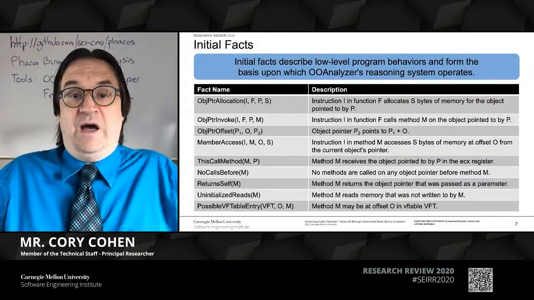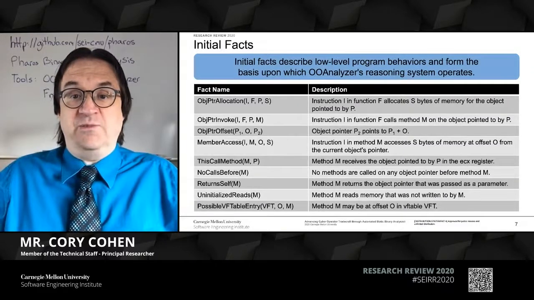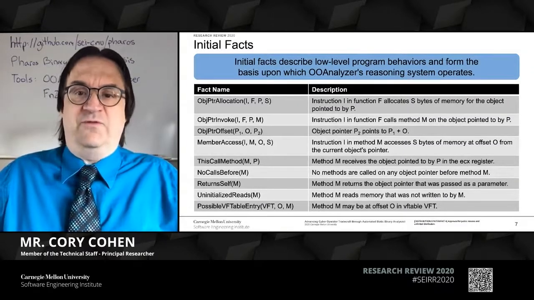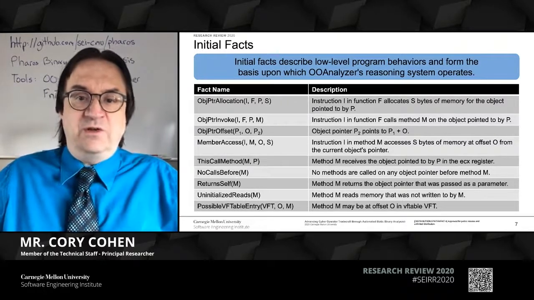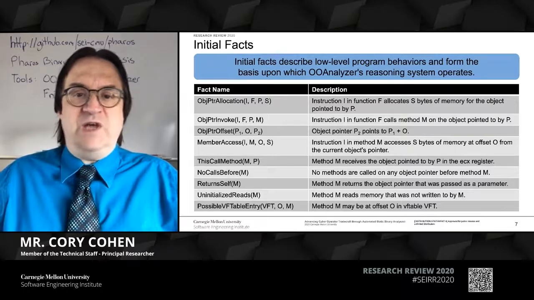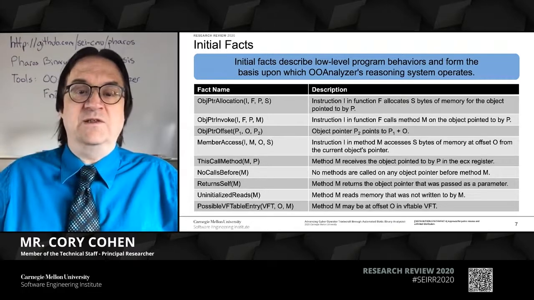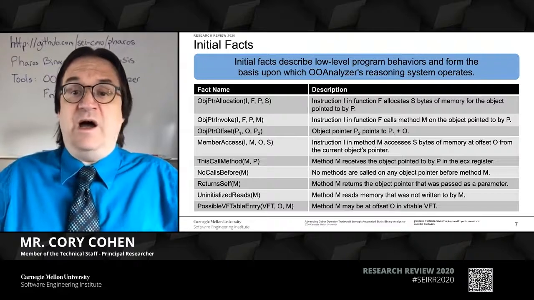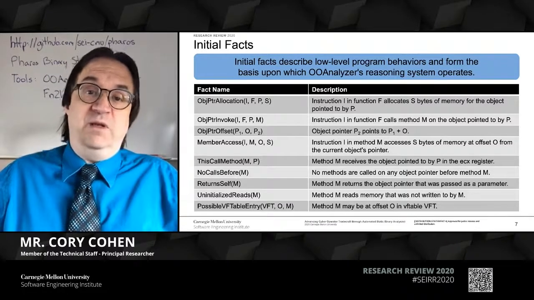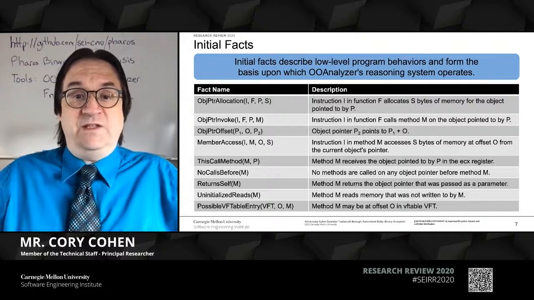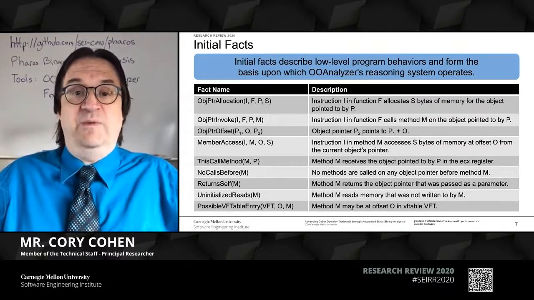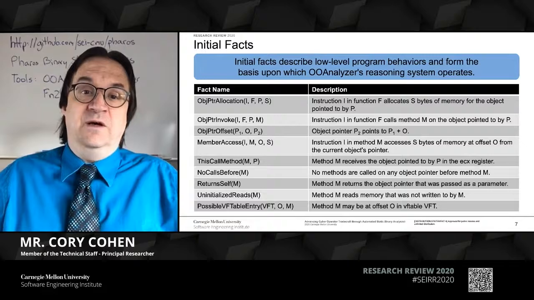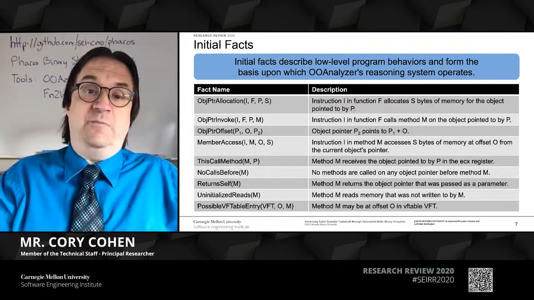So what kinds of facts are we exporting from the Pharos fact exporter? Well, they're all very low-level facts. So for example, we're talking about how object pointers are passed between functions, and we're talking about which functions access which offsets in the objects, potentially representing member accesses. We're tracking things like which members were accessed before they were initialized, and what addresses might possibly be virtual function tables. At this stage of analysis, pretty much none of these facts have been proven to actually be object-oriented facts, and we'll do that in the Prolog section.